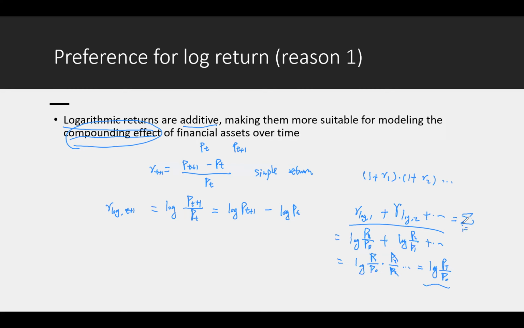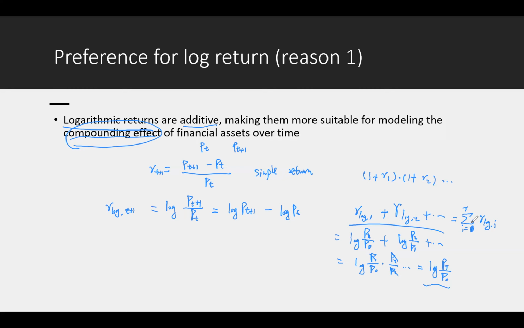So going from i equals 0 all the way to T, right? I can go from log, let's start with 1, right? So this is going to be i, right?